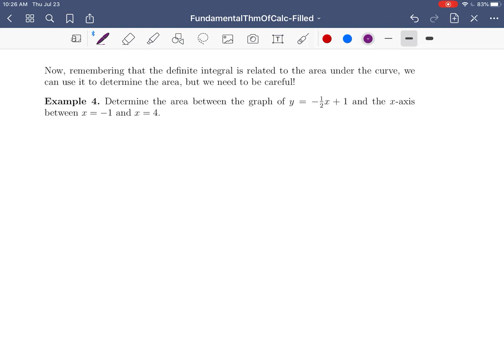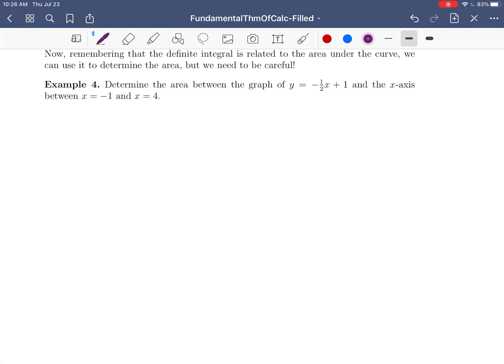Okay, I want to do one more example here. We're talking about area. So suppose we want the area between the graph here and the x-axis, and x equals -1, y equals 4. I'm going to draw this graph, but you don't actually have to.